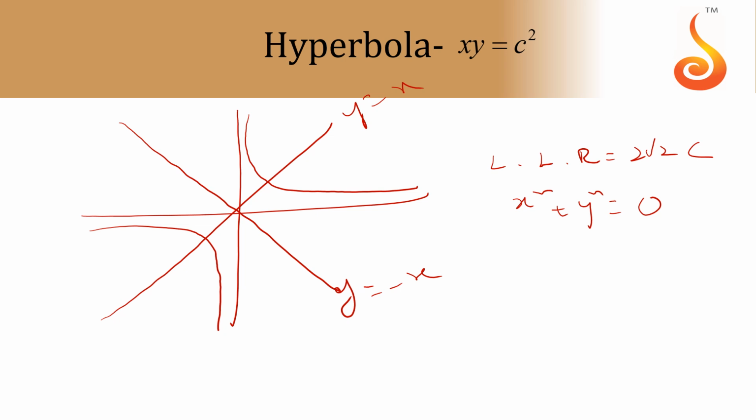And what is the parametric form on this? Can I take ct comma c by t and name it as t? So this is very easy. If you take ct comma c by t as the parametric form on this, you can write equation of tangent, equation of normal at t. So by using this parametric form, you can solve some problems on this rectangular hyperbola.